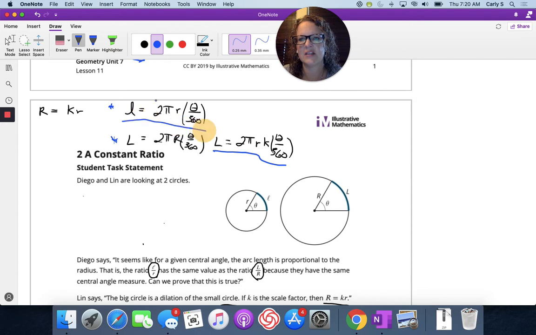Let's talk about what things are similar. They both have a 2. They both have a pi. They both have a little r. And they both have theta over 360. This is the only thing that has changed. All right? So I'm going to take this equation and divide both sides by K. That gives me big L over K equals 2 pi little r theta over 360.